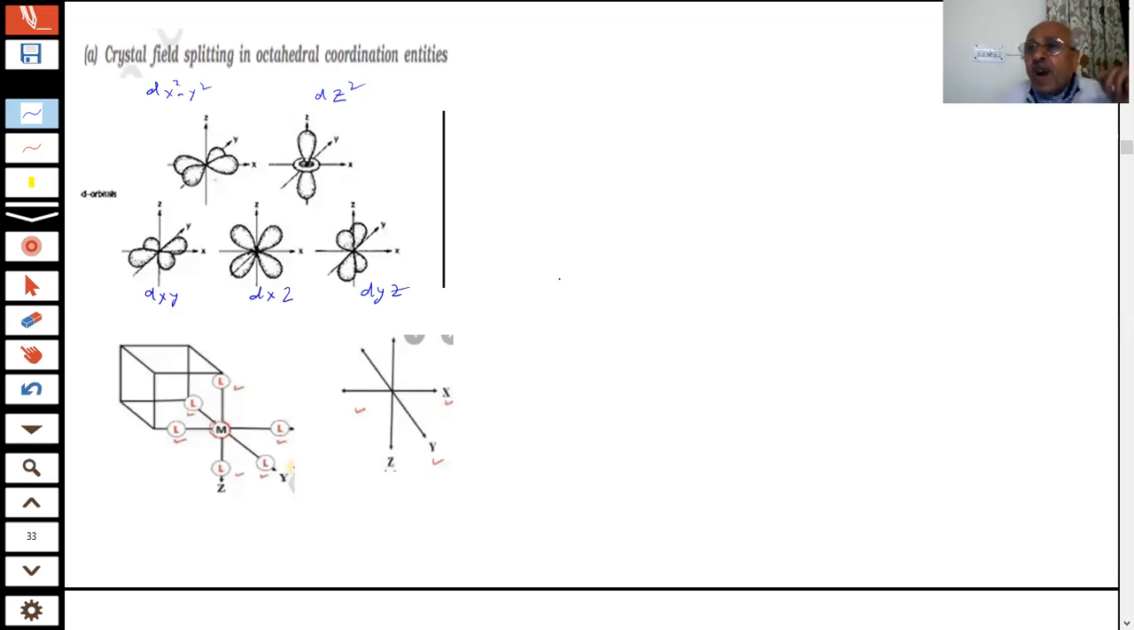Where are the 5D orbitals present? Inside the metal ion. They are degenerate. They have a field, and this field is symmetric. The field of the 5D orbitals is symmetric.